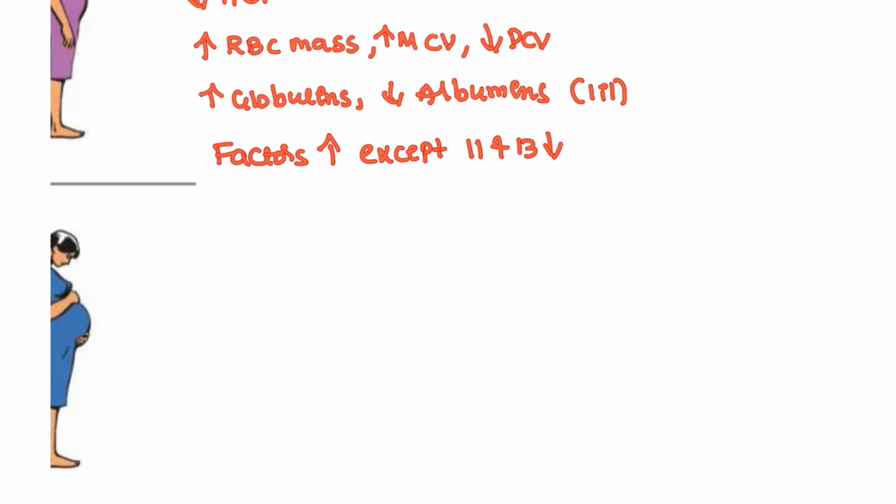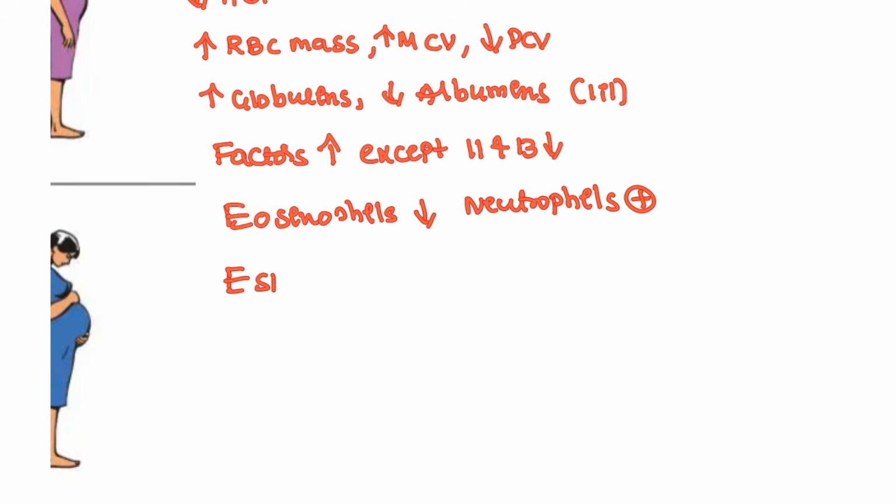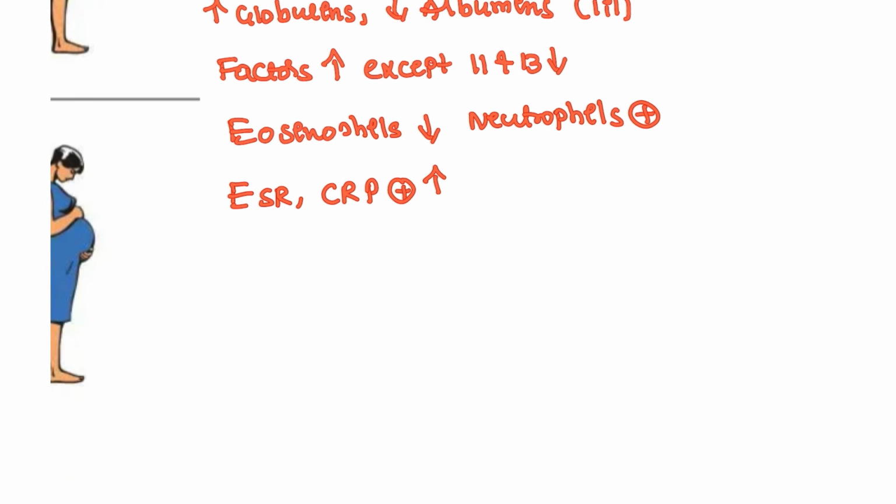And coming to the patient's eosinophils, this will be decreased. And how about the neutrophils? Neutrophils will be increased. ESR and CRP, these are the inflammatory markers, will also be increased in this patient.